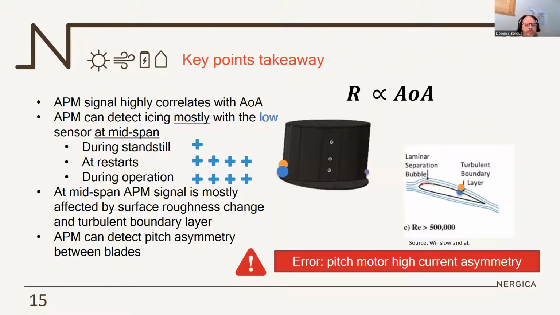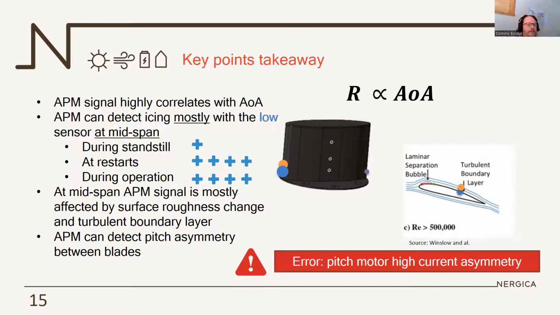So, key points that we must remember. APM, for sure, tolerates a lot with angle of attack, especially for our wind turbine, which never goes to very high angle of attack. We don't see a big difference when the flow is different. APM can detect ice mostly for this configuration with the low sensor when it's at min span. During standstill, it's a little bit more difficult to detect if there's contaminant. During restart and during operation, there's no problem. The sensor is really very sensitive.